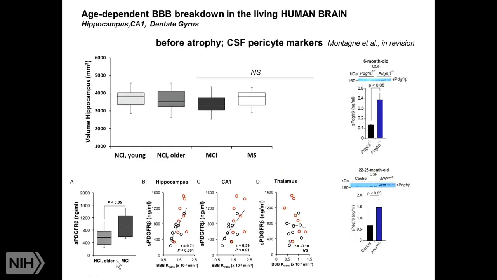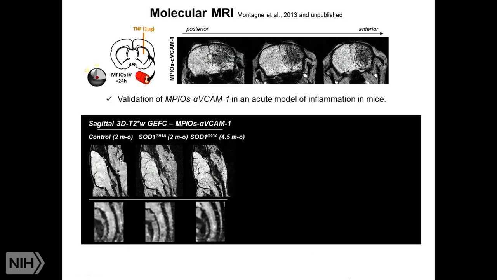Now, we heard a lot about pericytes, and one model of measuring pericytes is soluble PDGFR-beta, that is a pericyte marker, that we show in this group of MCI patients is increased and correlates with increase in blood-brain barrier permeability. And we also did 2 animal models, one pericyte-deficient mice and one APP mice, and we both lose pericytes, and we show also that this pericyte marker is increased.